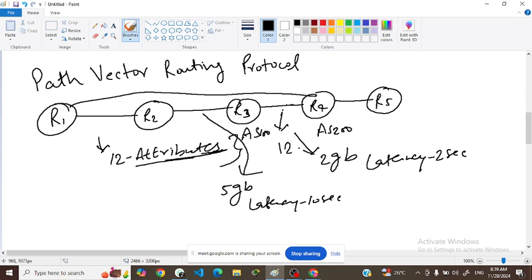So this R5 will not only share the routing table. This R4 connected with R1 will not only share the routing table with R1, it will also share all the information about that. It has 2 GB bandwidth, latency is 2 seconds, here autonomous system is 100, here autonomous system is 200. This is the link information. It has the prefix of 12.0.0, meaning R4 will share the entire path information to R1.